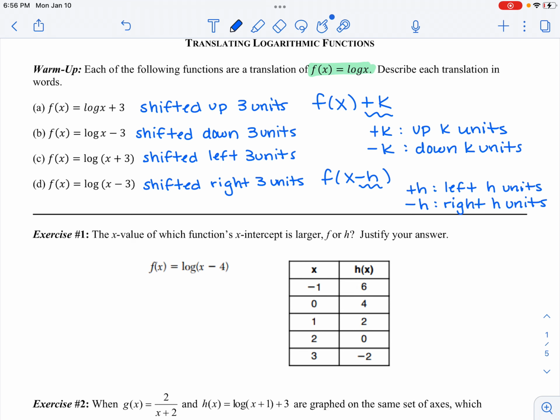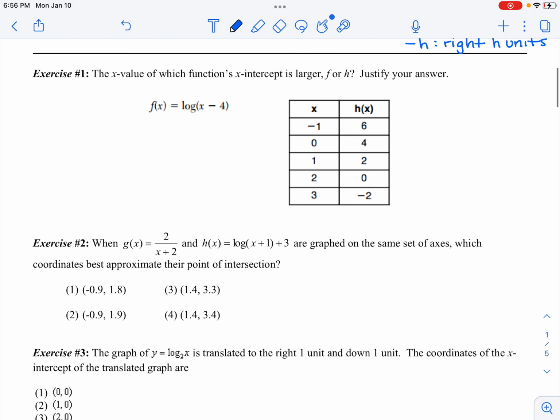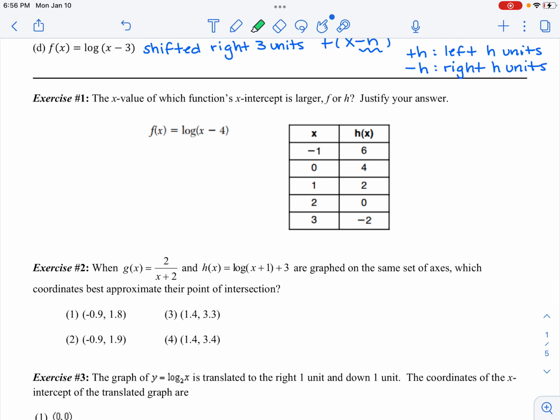Let's take a look at exercise 1. So we have the question of which function's x-intercept is larger. So we're looking for which one has a larger x-intercept. Is it function f or function h? So I see function f is here. Function h is the one given to me in the table. It does say to justify. Just to remind ourselves what that means, that means we're going to just show our math.